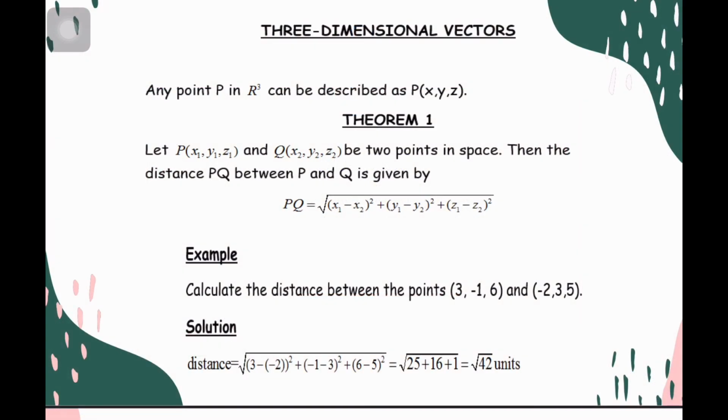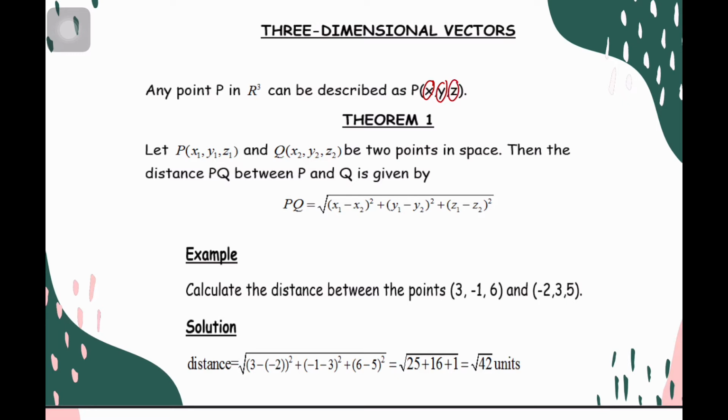Okay, before this we have learned about two-dimensional vectors. So let's say now three-dimensional vectors. Before this, when we saw two-dimensional vectors, it only involved the points x and y, but for three-dimensional vectors, any point P can be described as P(x, y, z). Now you have three coordinates: x, y, and z.